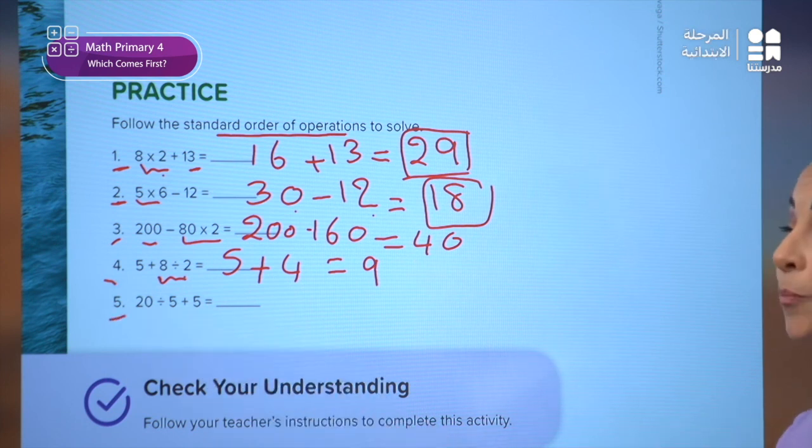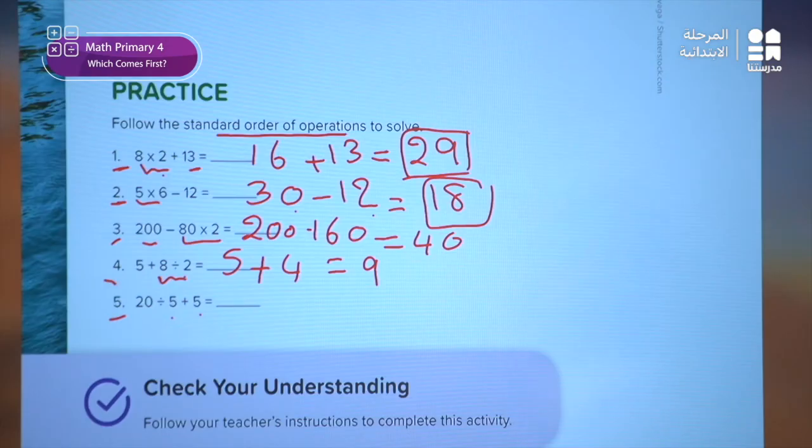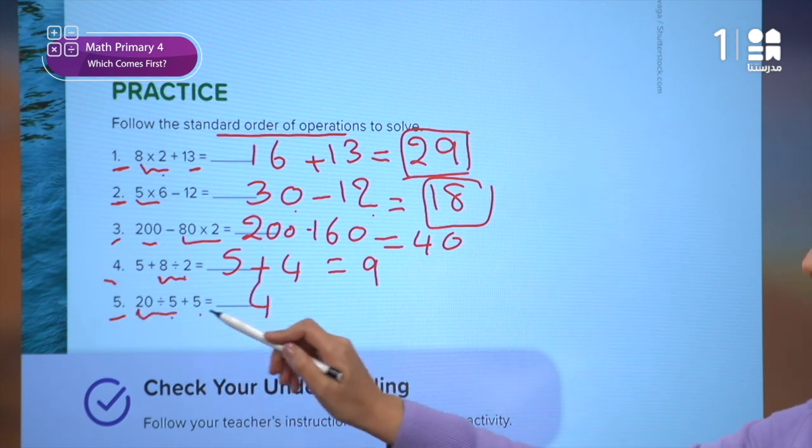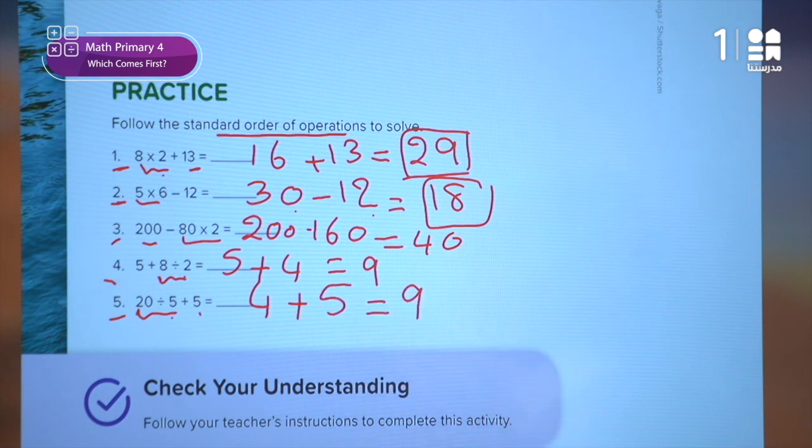Now, the last one, problem number 5. Here I have division and also addition. So, I will start with what? I must start with the division. So I will do 20 divided by 5 gives me 4. And then the addition step, 4 plus 5 equals 9.